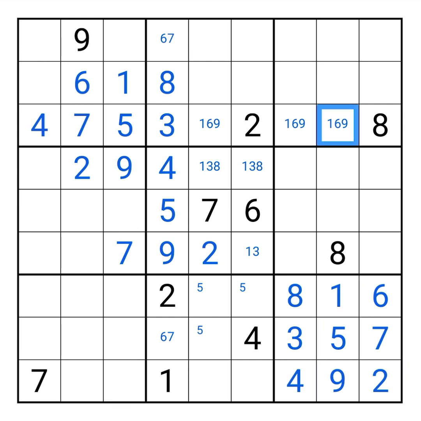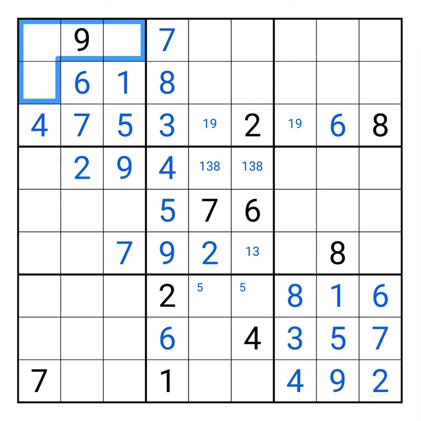1, 9 puts a 6 there. No 6s. 5 takes the 5 out of there. This is the 6 and the 7. This is a 2, 3, 8. But that's not the 8.